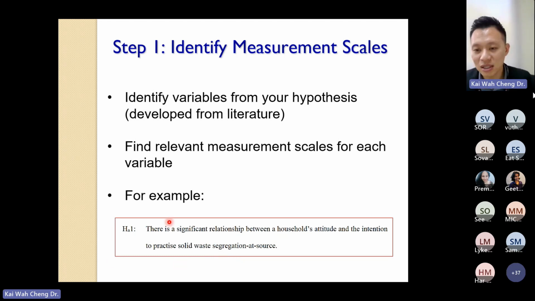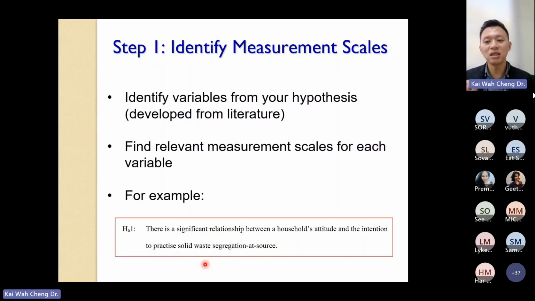So from this statement, we know that attitude is the IV. Intention to practice solid waste segregation at source will be the DV in the research. So now we already identified what is the IV and what is the DV in a research.